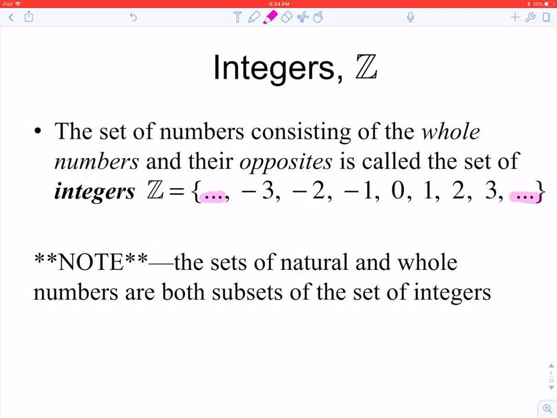Okay. And again, the natural numbers and the whole numbers are both subsets of the integers, because every natural number is also an integer and every whole number is also an integer. However, the integers are not subsets of the natural or the whole numbers, because -1, -2, -3, so on, are not whole or natural numbers.